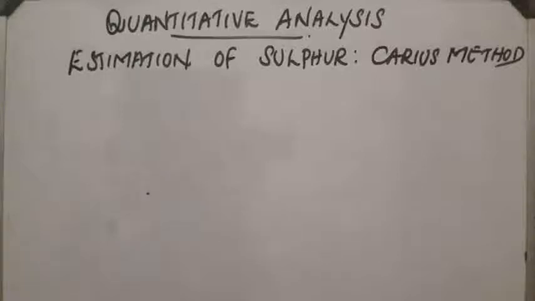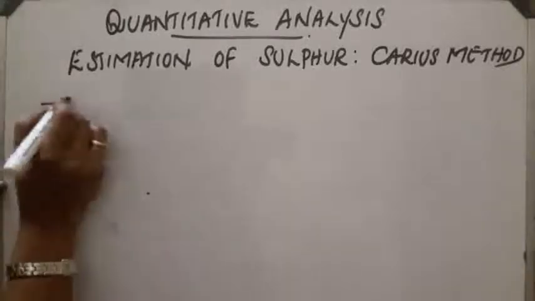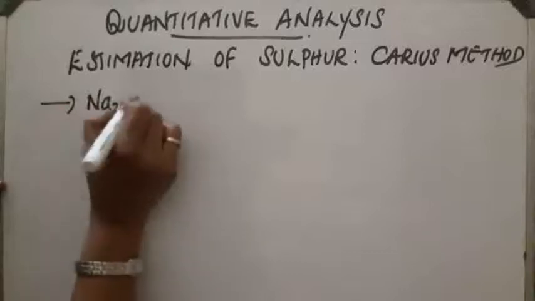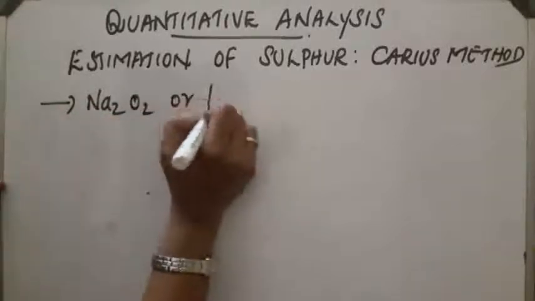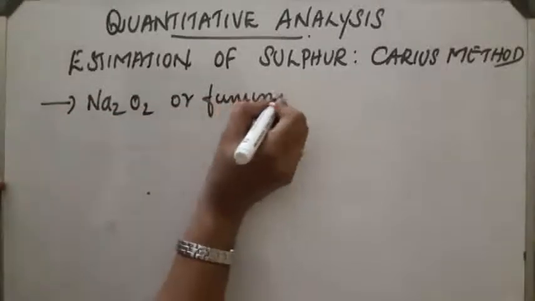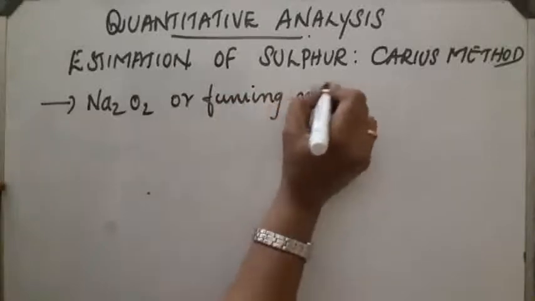Quantitative analysis of organic compounds. Next, estimation of sulfur by Carius method. Here we are taking a known amount of the organic substance in a Carius tube, in which we are adding sodium peroxide or fuming nitric acid and heating the solution.